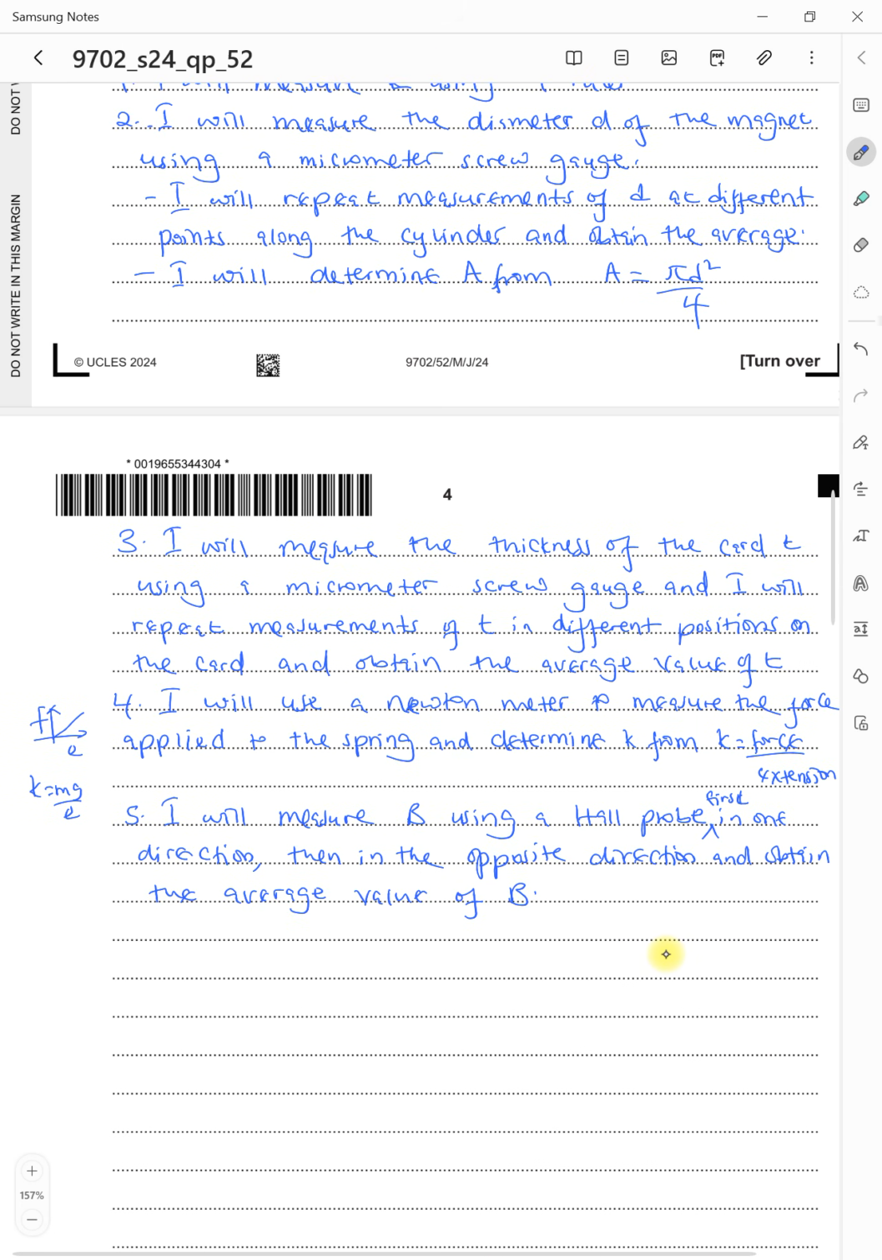Okay, now what remains is just to set up the apparatus and then apply force. So step 6, I will set up the apparatus as shown in the diagram. Step 7, I'm going to apply force. So I will apply a force on the spring.